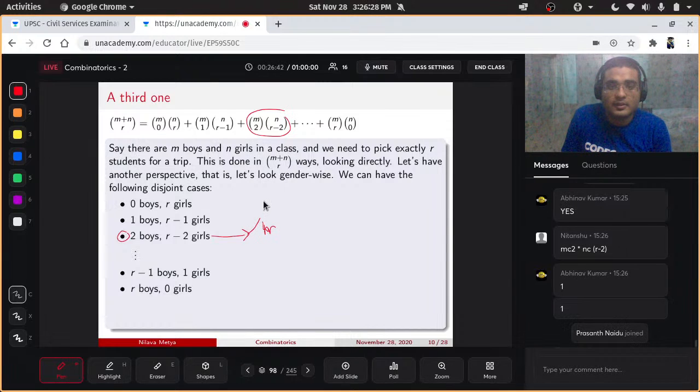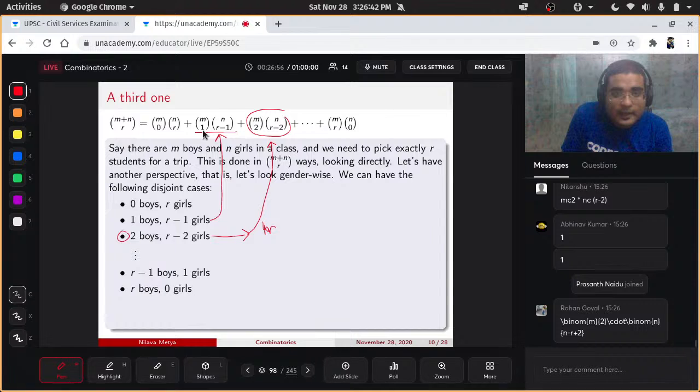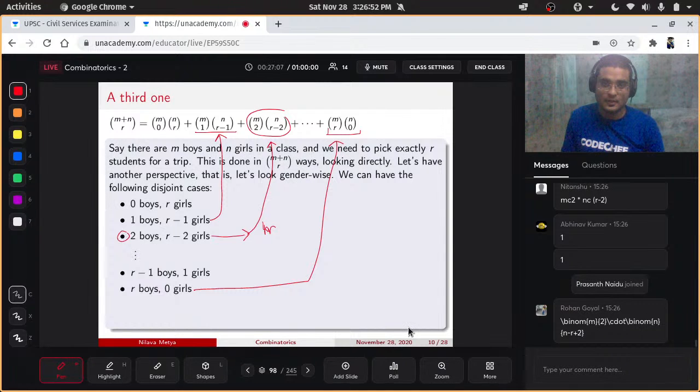Let me just put an arrow. Now this refers to this term, this entire thing, because I'm choosing one boy and r minus one girls. And this last thing refers to this term, where I'm choosing r boys out of m and 0 girls. Right?